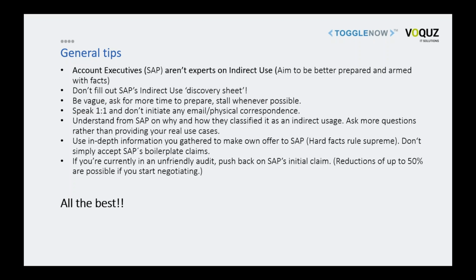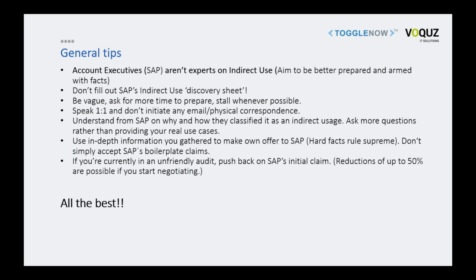And oftentimes, if the account executive brings up the topic and says, well, what do you think about indirect use? You can just say, boom, these are the three reasons why this is not relevant for us. You can oftentimes scare them off, and they might not bring it up for another couple of months.